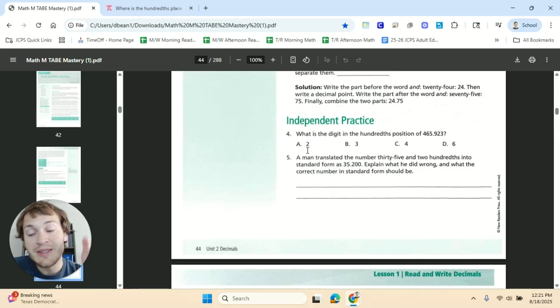So this man mixed up his place values. He meant to write the 2 in the hundredths place, and instead he wrote it in the tenths place. So the actual number in standard form would be 35.02. Cool.